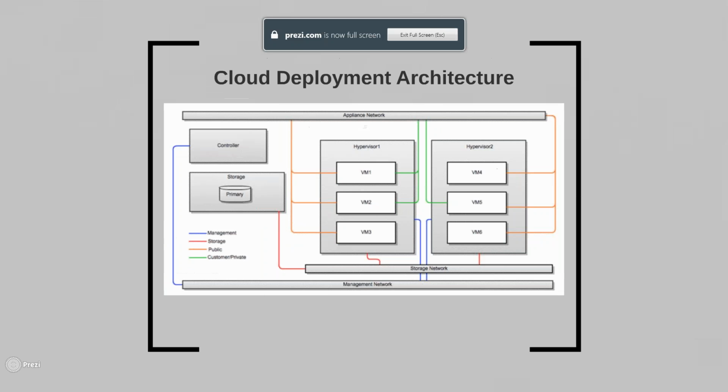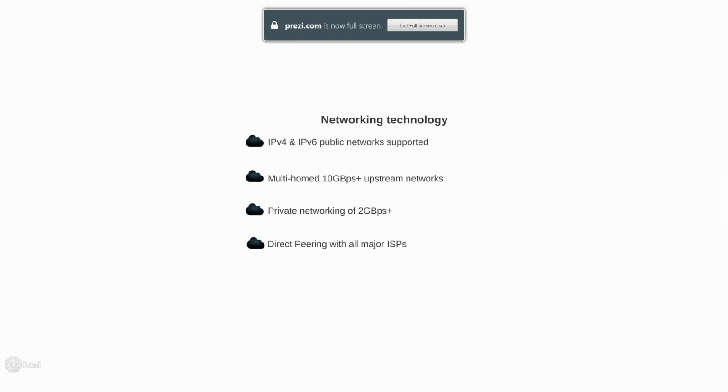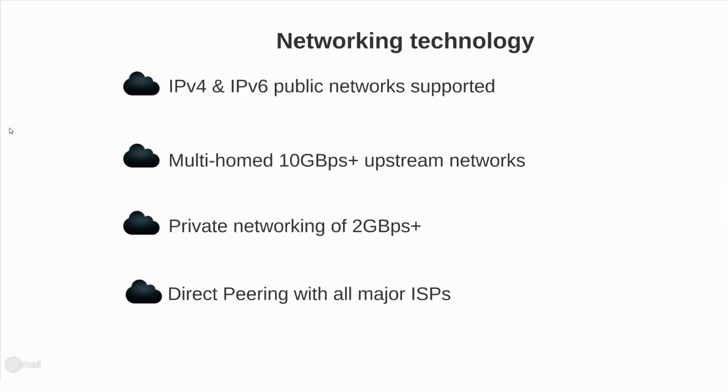Be it a data center network, we have some features such as being able to support IPv4 naturally, as well as IPv6 on public networks. So if your application supports IPv6 and you'd like to migrate to IPv6, which a lot of businesses are doing nowadays, we can accommodate that very easily.